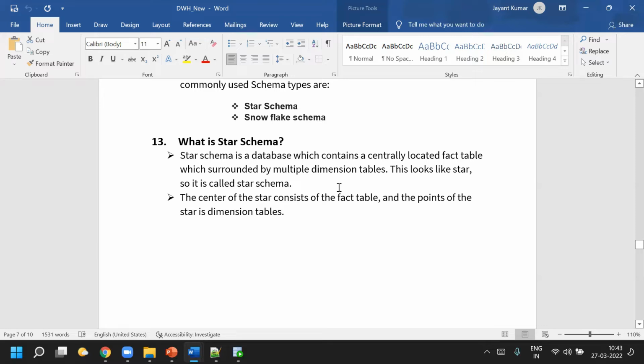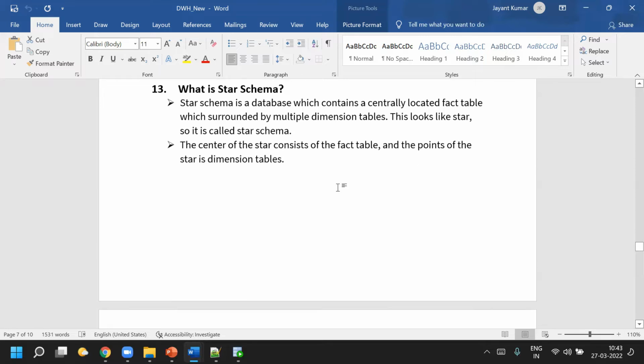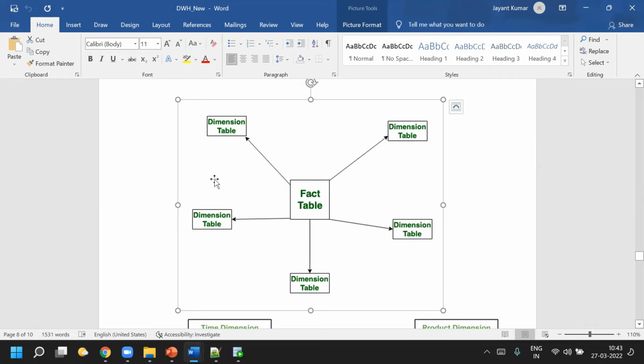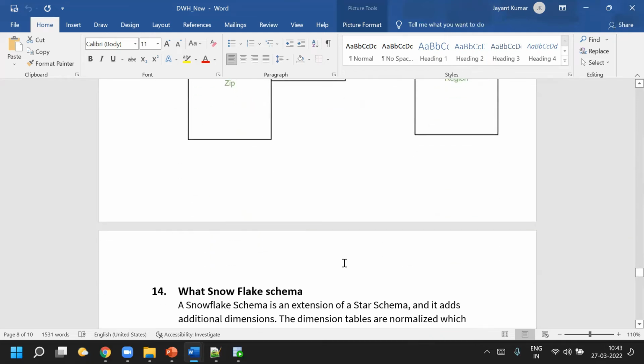What we saw in the diagram is the same thing. The center of the star consists of a fact table, and the points of the star are dimensions. So the center is the fact table, and it is surrounded by multiple dimension tables. That is what we have as a star schema.